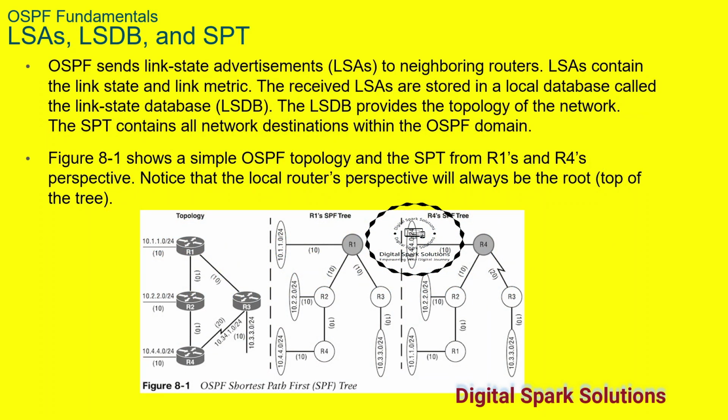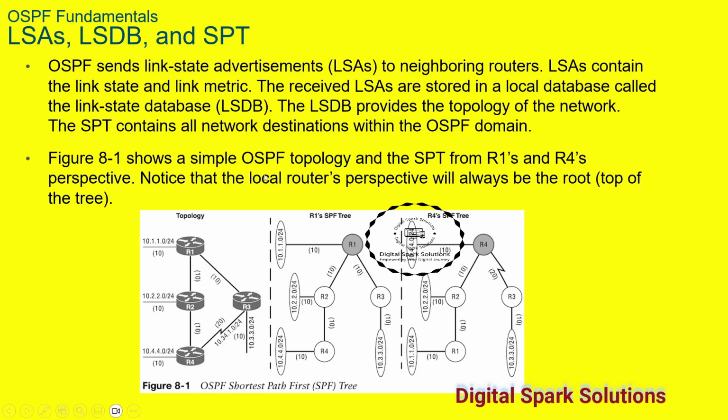Okay, and we have LSAs, LSDB, and SPT. LSAs are link state advertisements. An LSA contains the link state and link map. The received LSAs are stored in the local database called the link state database. The LSDB provides the topology of the network. The SPT contains all network destinations within the OSPF domain.